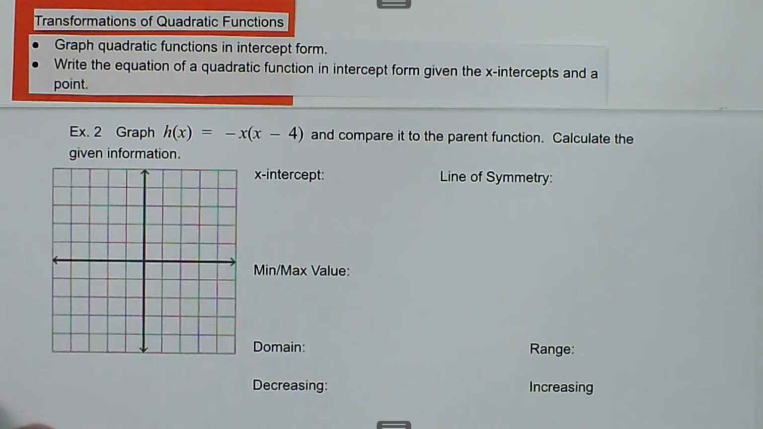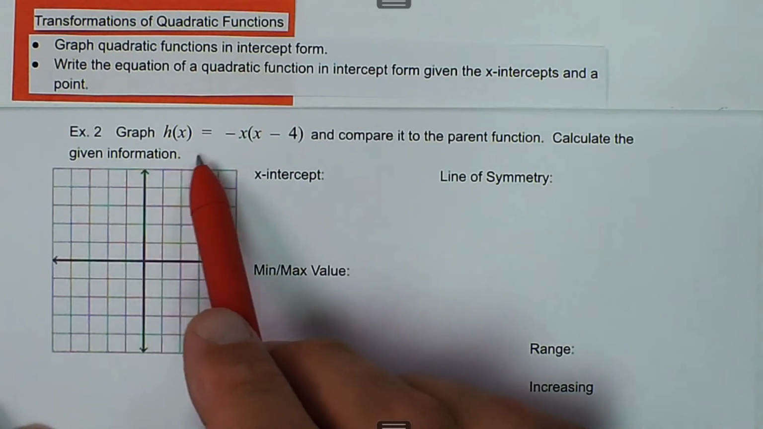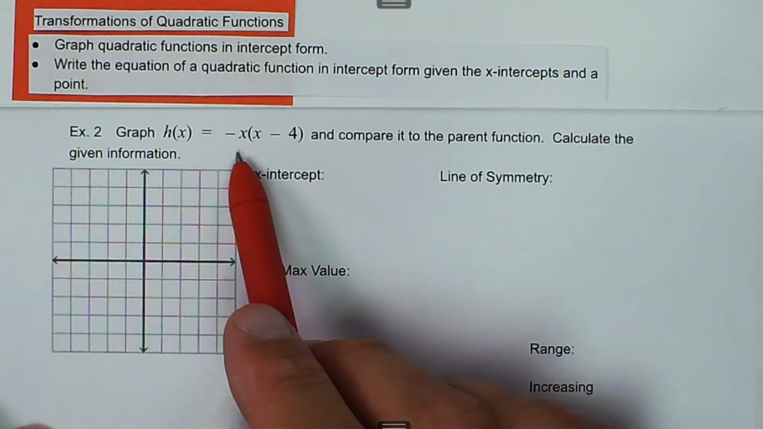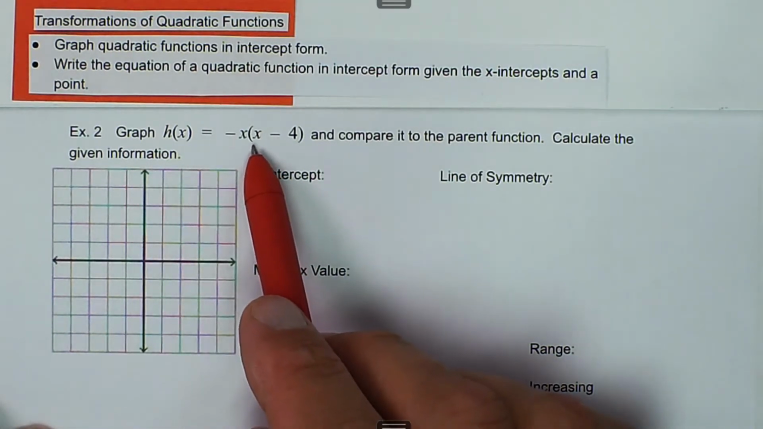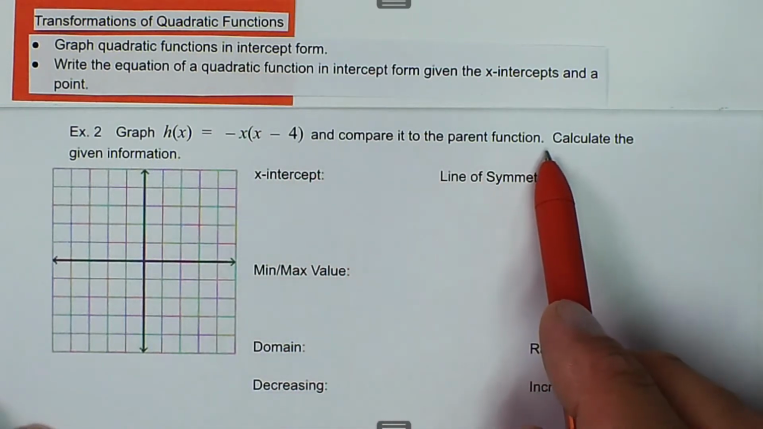We are talking about transformations of quadratic functions, and we want to graph quadratic functions in intercept form and write the equation of a quadratic function in intercept form given the x-intercept and a point. So here we have the function h of x is equal to negative x times x minus 4, and we want to compare it to the parent function.